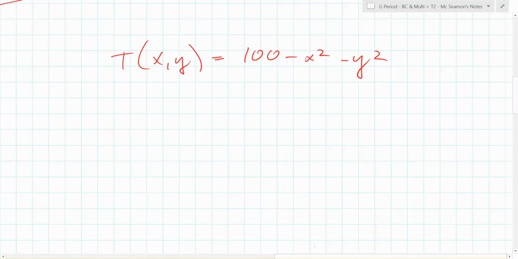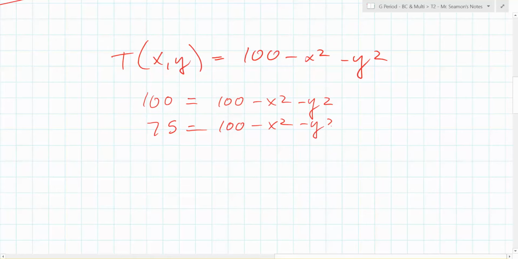So it's telling you that at any point on the xy plane, the temperature is going to be 100 minus x squared minus y squared. Great. Sketch isothermal curves of constant temperature for T equals 100, 75, 50, 25, and 0. So they're asking you to sketch this: 100 equals 100 minus x squared minus y squared. And then 75 is equal to 100 minus x squared minus y squared. And then 50.